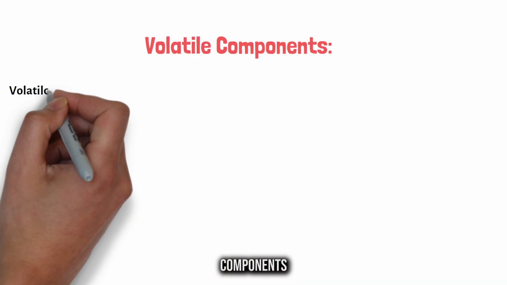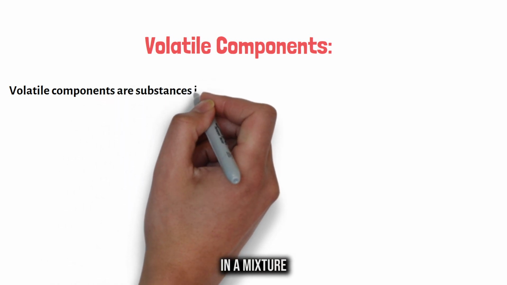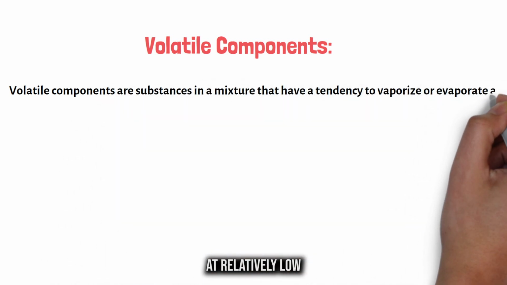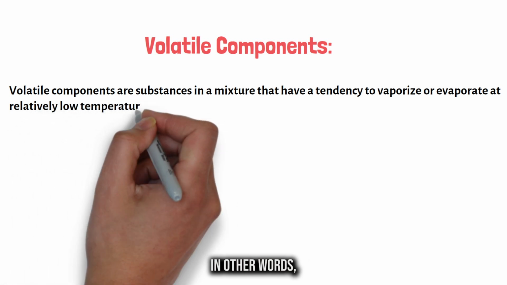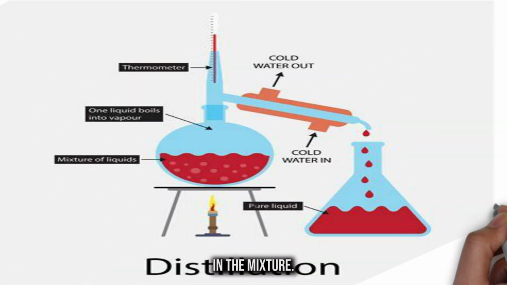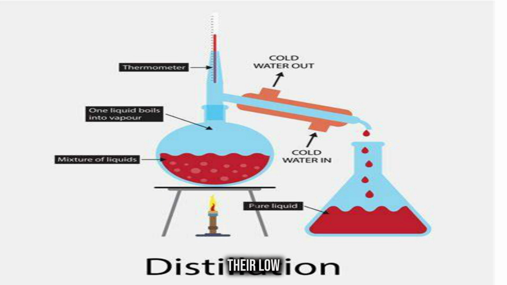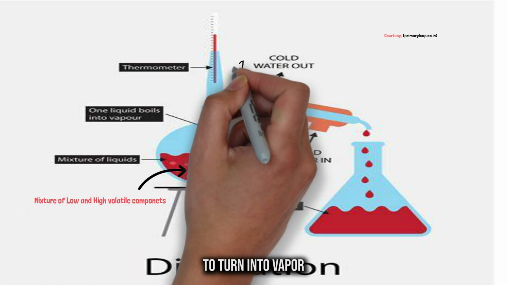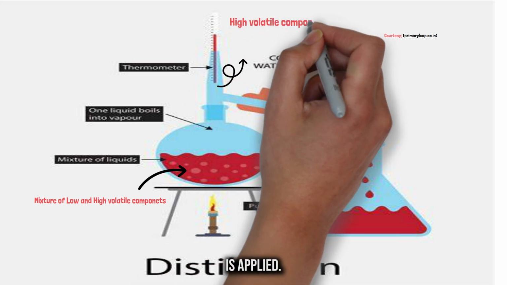Wait, I'm explaining to you simply. Volatile components are substances in a mixture that tend to vaporize or evaporate at relatively low temperatures. In other words, they have lower boiling points compared to other components in the mixture. Because of their low boiling points, volatile components are more likely to turn into vapor when heat is applied.